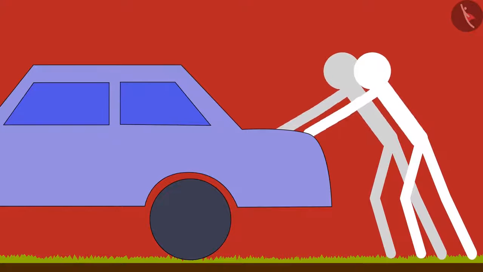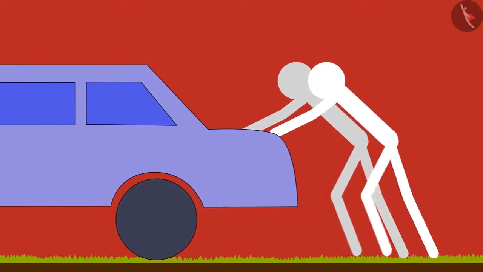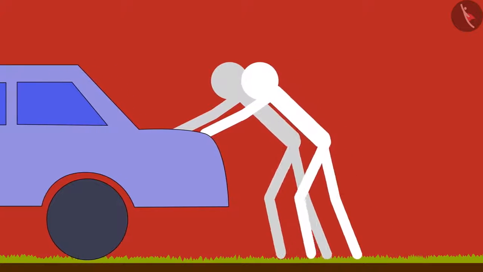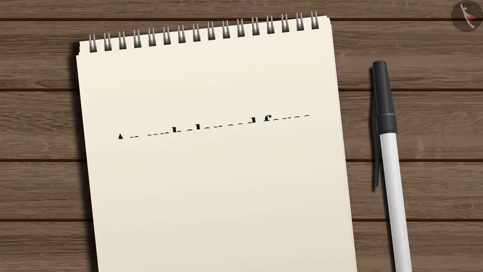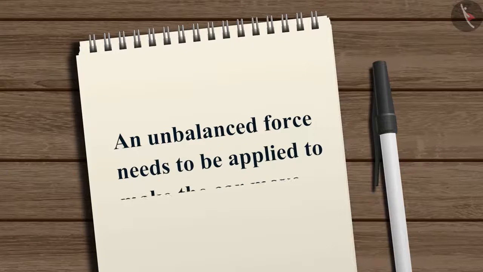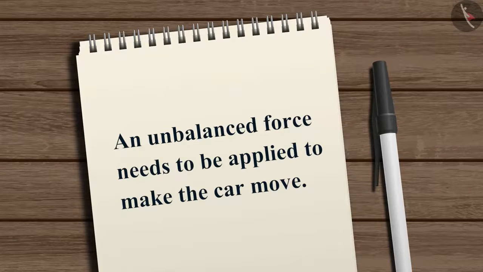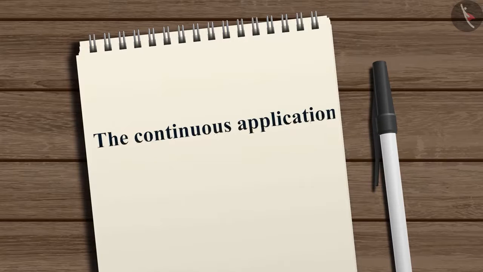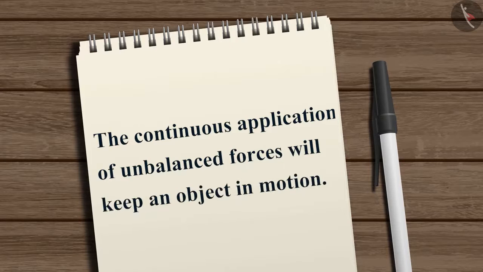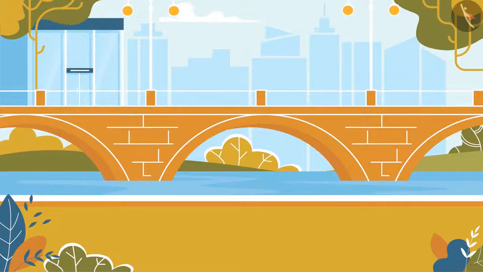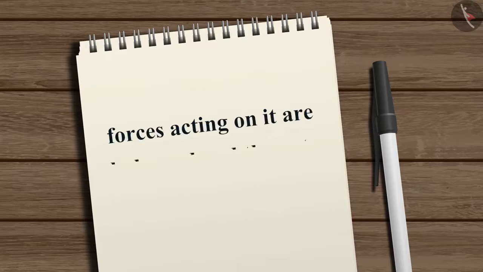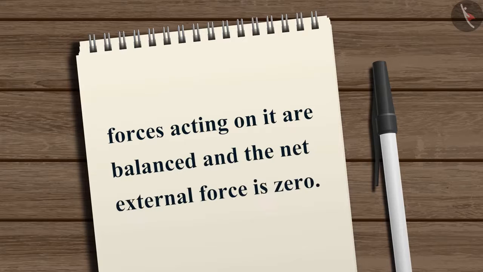To move the car, we need to apply a force greater than the force of friction. That is, an unbalanced force needs to be applied to make the car move. However, some people get the wrong impression that the continuous application of unbalanced forces will keep an object in motion. The correct understanding would be any object will maintain its state of rest or state of motion when all the forces acting on it are balanced and the net external force is zero.